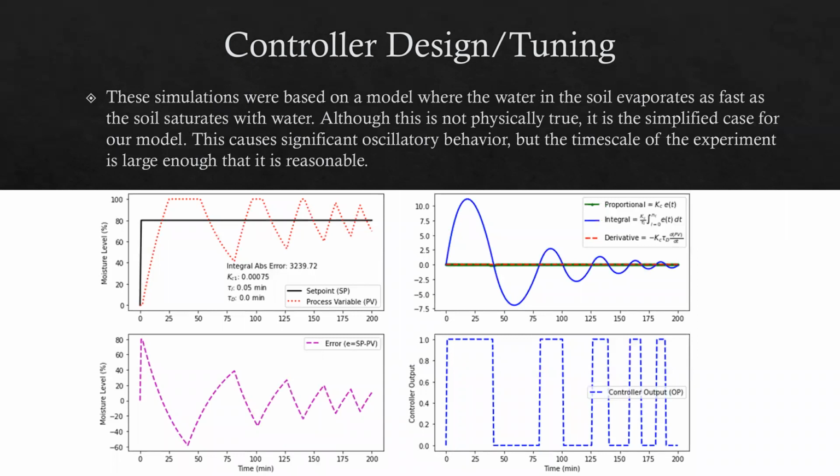And so when we change the tau time constant, we can see there's a lot of different oscillatory behavior, and that is due to the fact that our model is treating the evaporation rate as the same as the soil saturation rate, which isn't true in real life. The evaporation rate is much slower than the wetting stage, but here shows that response more clearly in the controller and in the moisture level percent.